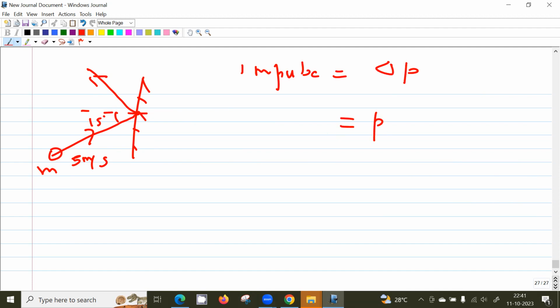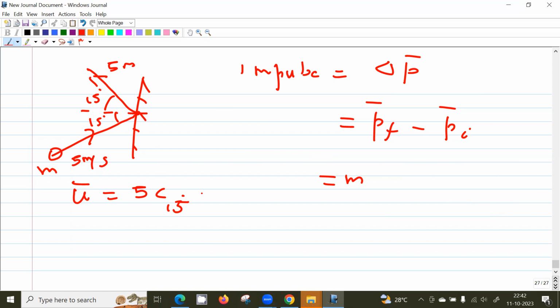This will be final momentum minus initial momentum, and momentum is a vector. The final momentum is at the same 15 degrees, so this is also 5 meters per second. Final momentum is the mass times the final velocity. I can write this velocity in component form. This is my x-axis, and this vertical direction is the y-axis.